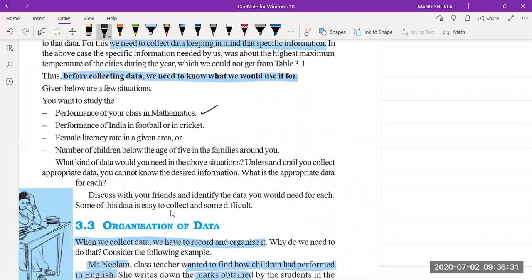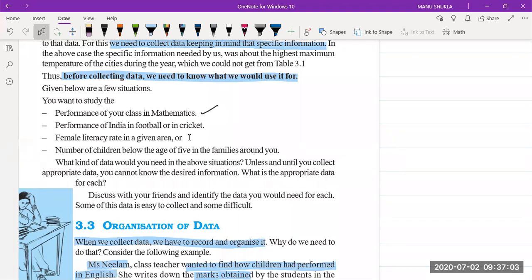Similarly, if you want to check female literacy rate in a given area, what will you collect? Please help. Suppose you are a surveyor. I am sending you to homes to find out female literacy rate in a given area. Suppose in your area, or in Paschim Bihar only. I am sending you to all the homes. Number of women. Okay, you will go for number of women. Very good. You will not go for men first of all because you will not waste your time.